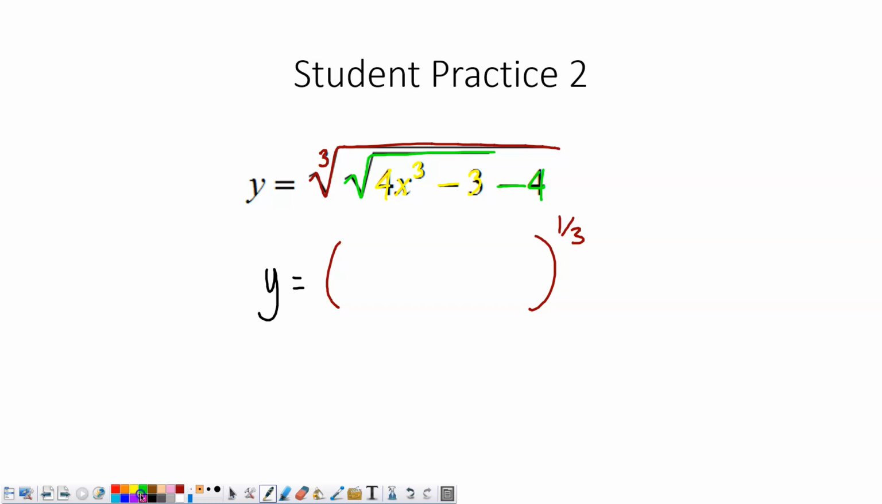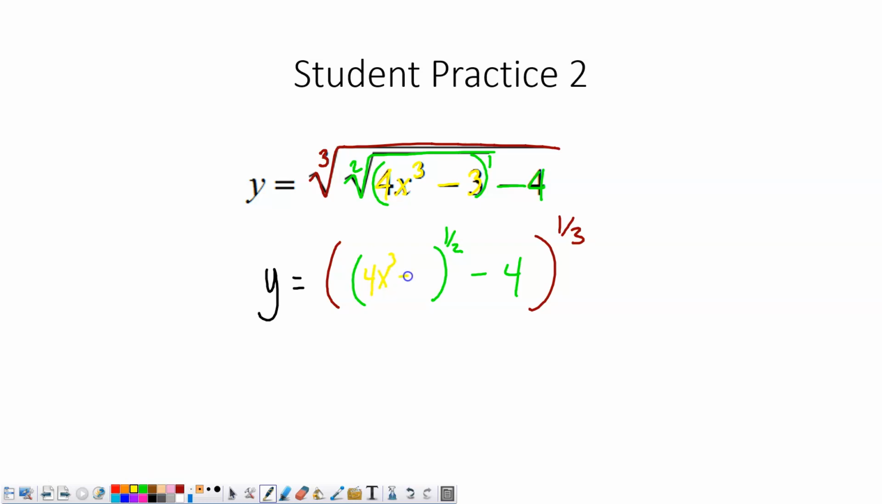Same thing with the square root. Now, square root's a little bit weird because you don't see numbers there. So just so you know, when there's no number here, that means it's a 2. Same thing here. You can think of this whole thing as having a power of 1 on it, if that helps you. So the square root of 4x cubed minus 3 is written in a power like this. The minus 4 can stay exactly as it is.